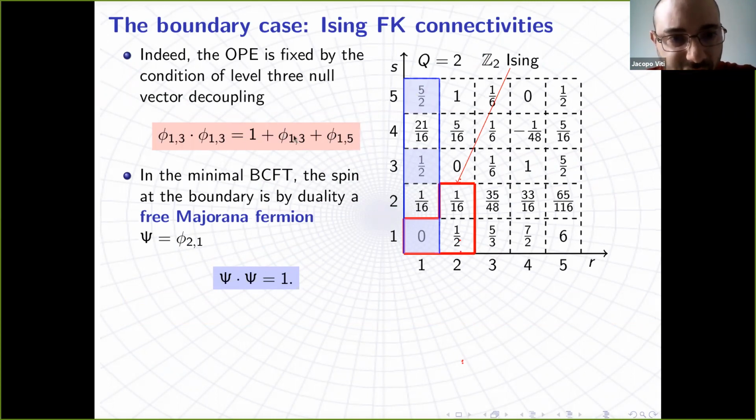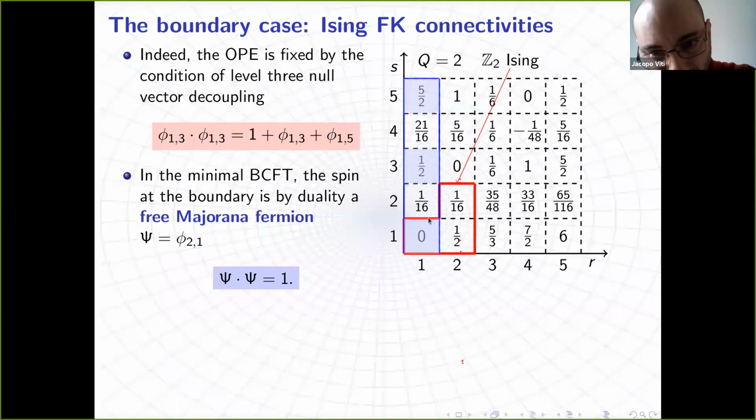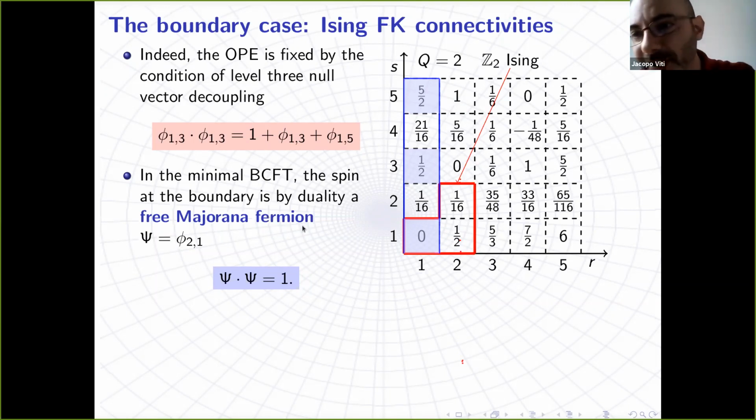So it has 3 channels, as you can see, which I write here. So phi 1,3 can fuse into identity, phi 1,3 and phi 1,5, so all the fields that lie on the first column of the Kac table. But I want to make an interesting, somehow simple but interesting remark now, which is the following.